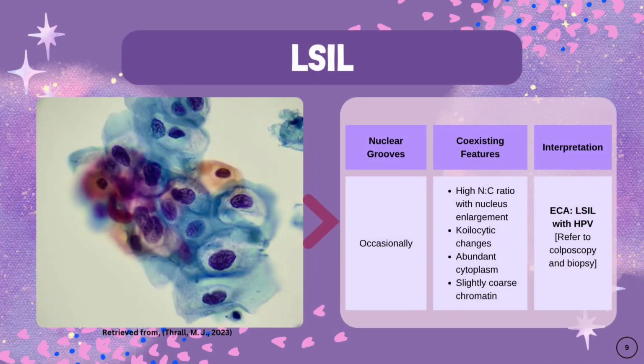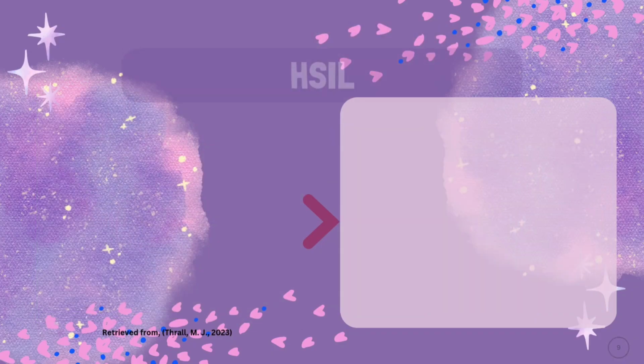Since nuclear grooves are considered not definitive, to indicate the interpretation of a cell, we choose and focus only on significant characteristics shown. Here, for example, in LSIL, even if it has nuclear groove appearance, it doesn't indicate 100% that it's LSIL. We focus further on other characteristics, which are high NC ratio with nucleus enlargement, koilocytic changes, abundant cytoplasm, and slightly coarse chromatin.